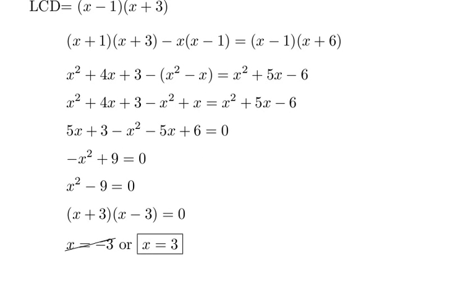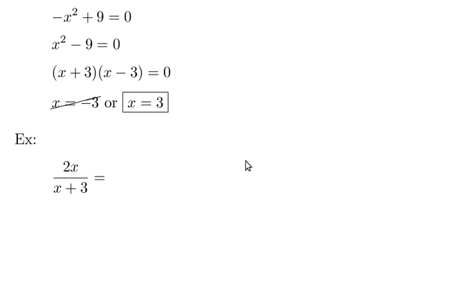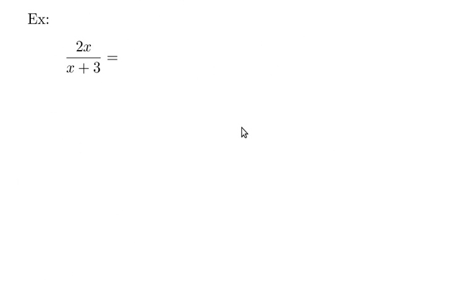Okay, so one more example. This should be just a little bit easier. I intentionally made that one kind of hard. 2x over x plus 3 equals x plus 4 over x minus 2.